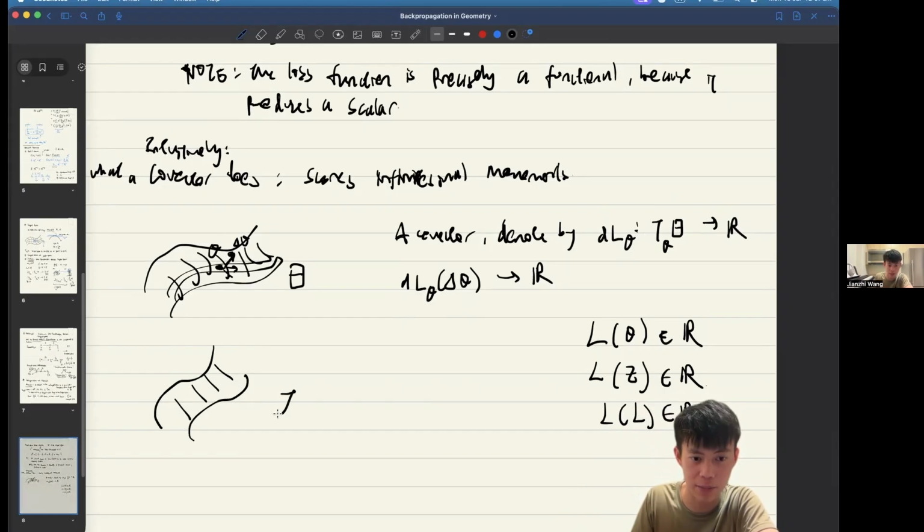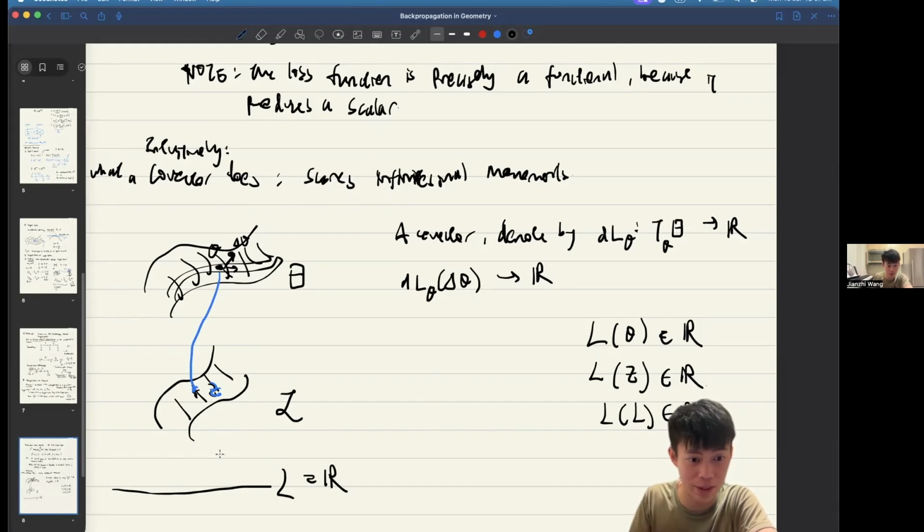This is the manifold of the intermediate z. Our theta produces z, and I'm going to draw in the loss manifold. The loss manifold is just the real number line. This is going to be 0, and this set of parameters will give us intermediate activation z. It will give us some loss, let's say L.